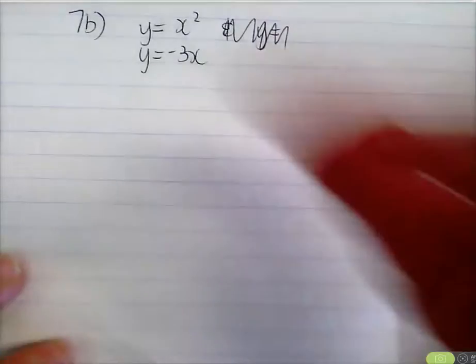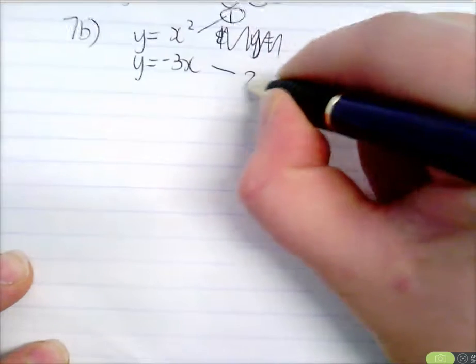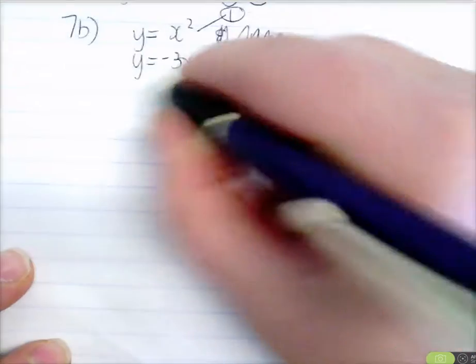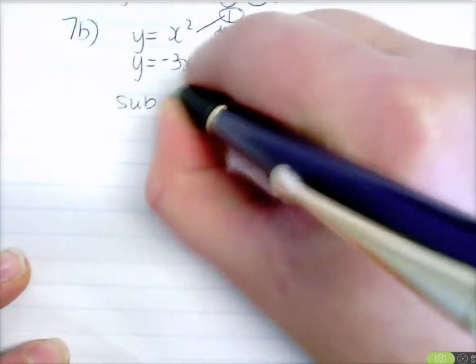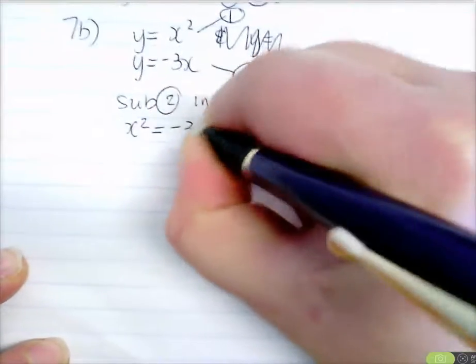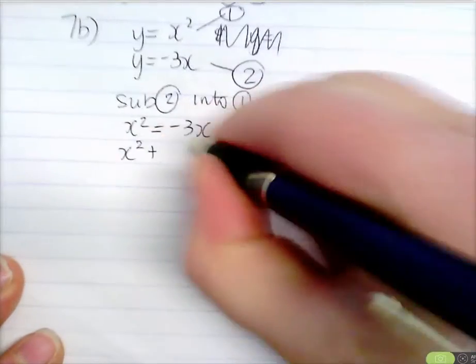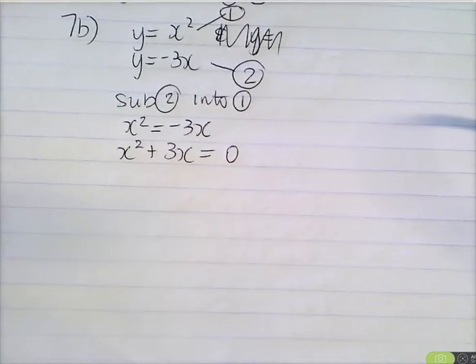And 7b, so our 2 equations are y equals x squared, equation 1, and y equals negative 3x, equation 2. So we're going to solve simultaneously, y equals that and y equals that, therefore we can just say sub 2 into 1, and we get x squared equals minus 3x. What do we do now? We move everything to the left. Now, girls, you can factorize that. Girls, not everything's a trinomial.